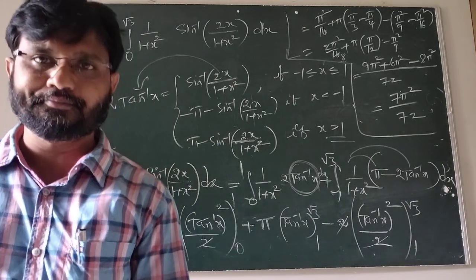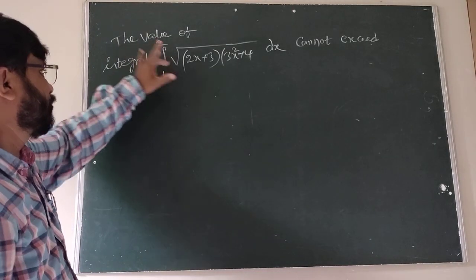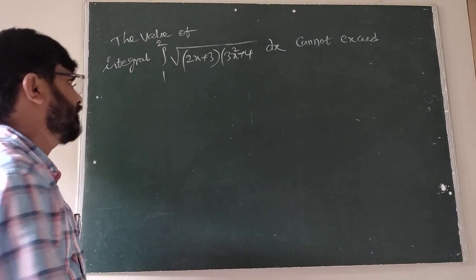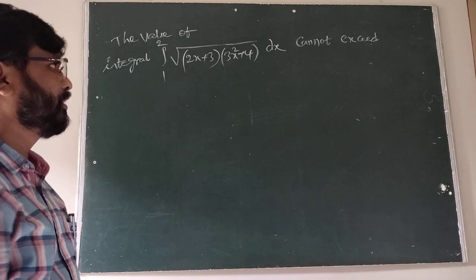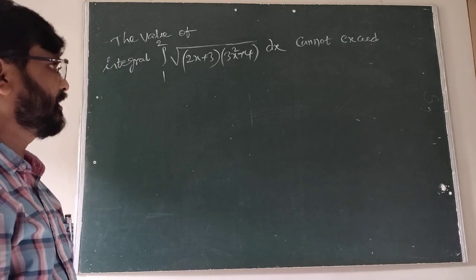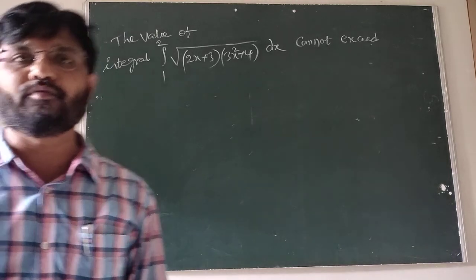Is it clear? The value of the integral from 1 to 2 of under root of 2x plus 3 under root of 3x square plus 4 into dx cannot exceed. So here, cannot exceed means the maximum value.